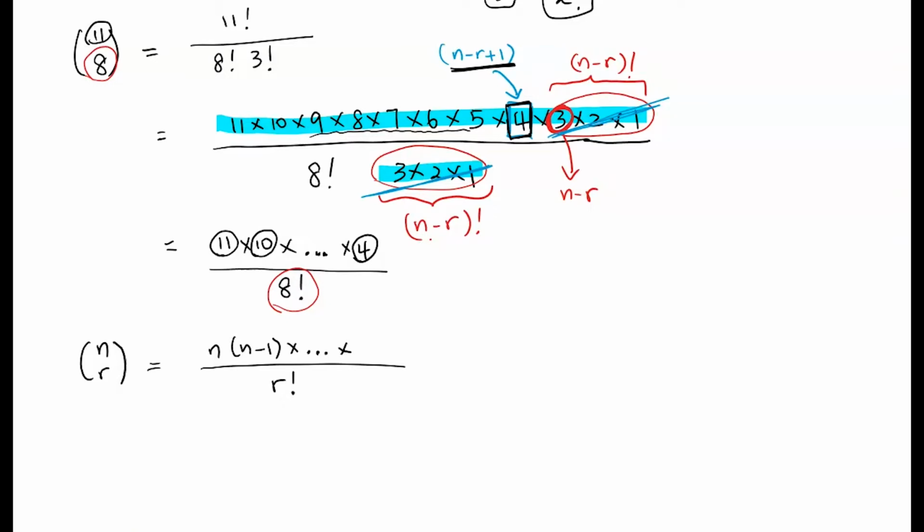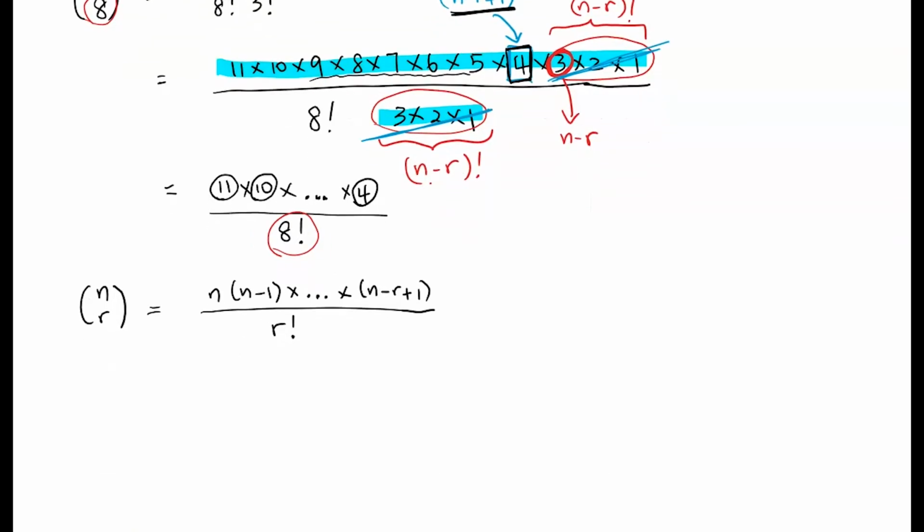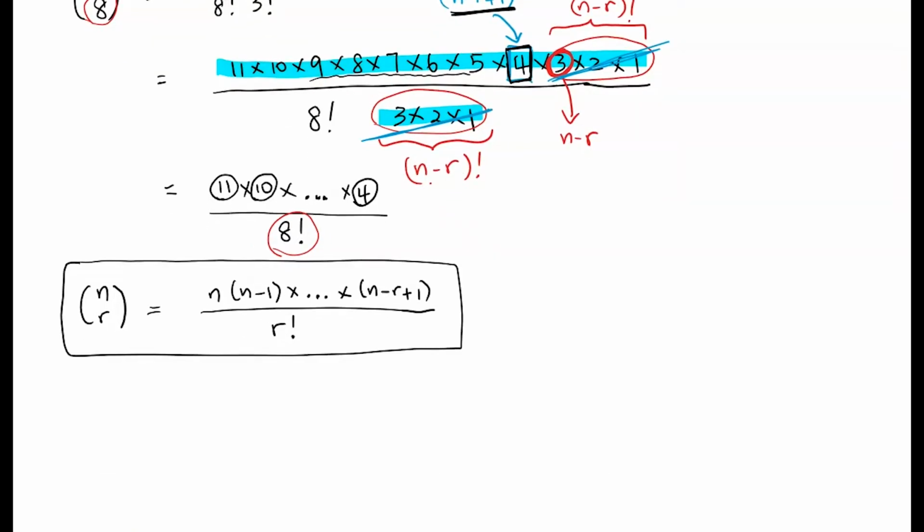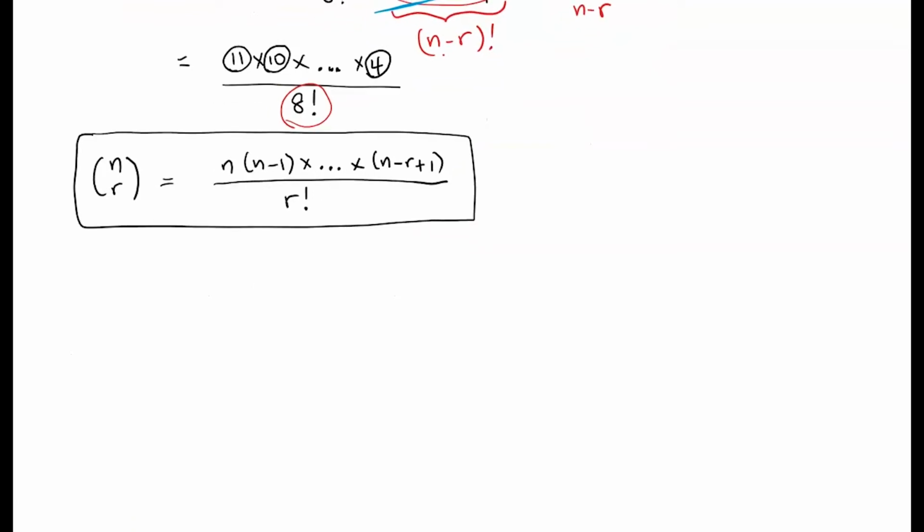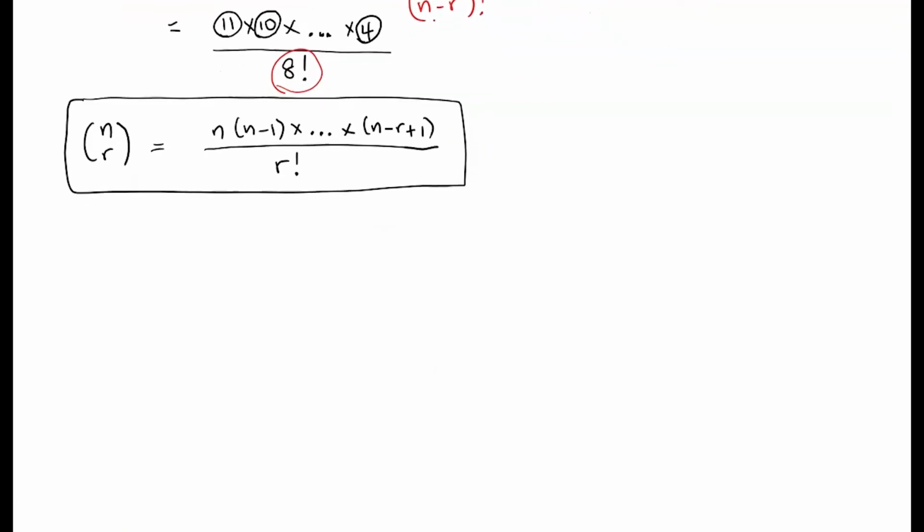Because n minus r onwards, they are all cancelled away, because the denominator is n minus r factorial. So the last number that is not cancelled away is n minus r plus 1. This is another formula for n choose r. So let me show you how to use this formula. Suppose I want to use this formula to evaluate n choose 4.